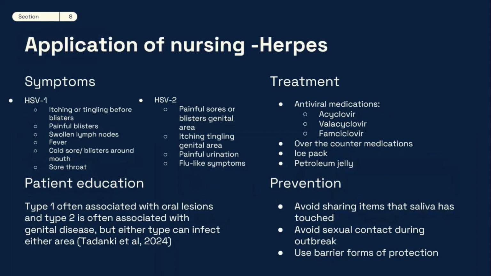Herpes simplex virus 1 and herpes simplex virus 2, also known as HSV1 and HSV2, share many similar and identical signs and symptoms in an infected person. The biggest difference between HSV1 and HSV2 is the areas that they impact on the body. HSV1 tends to impact the mouth and cause oral lesions, blister-like cold sores, swollen lymph nodes, fever, or sore throats. HSV2 tends to impact the genital areas and causes painful lesions or blisters on the genital area, itching and tingling, flu-like symptoms, and can cause pain during urination.